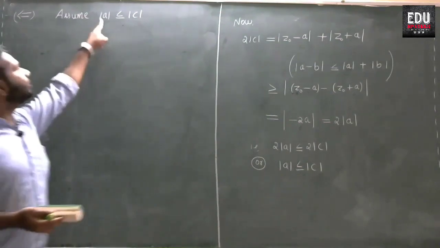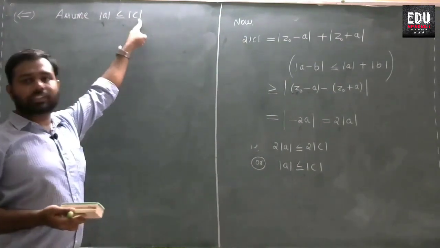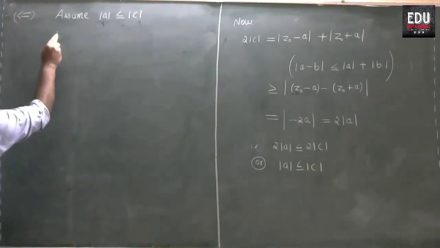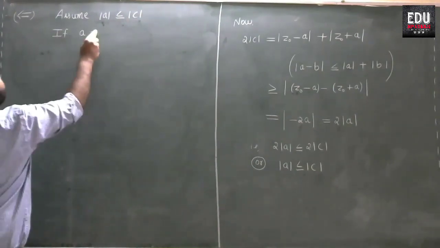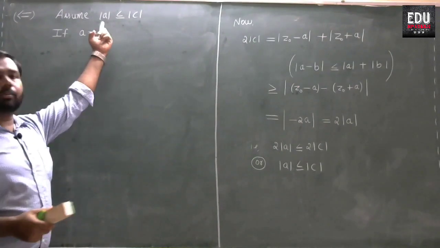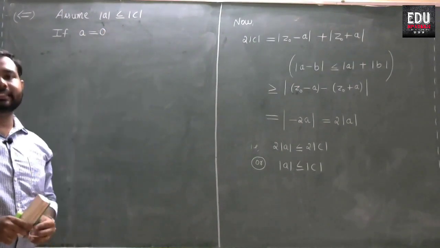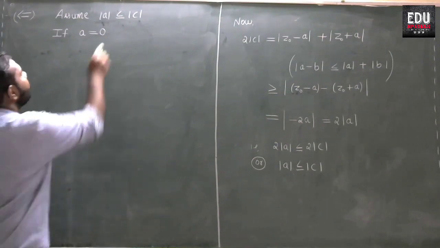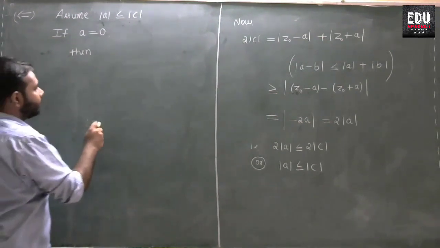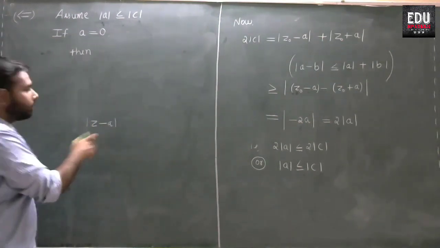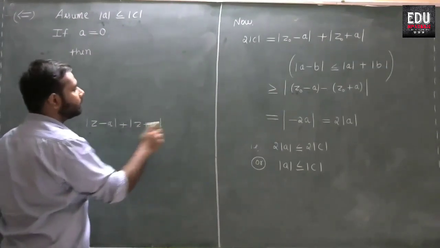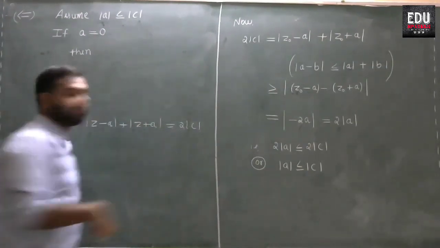Okay. So as modulus of a is less than or equal to modulus of c, where a and c are arbitrary complex numbers, there is a possibility that a could be equal to 0. So if at all a is 0, then we have to find the solution for this equation, that is modulus of z minus a plus modulus of z plus a equals 2 into modulus of c.